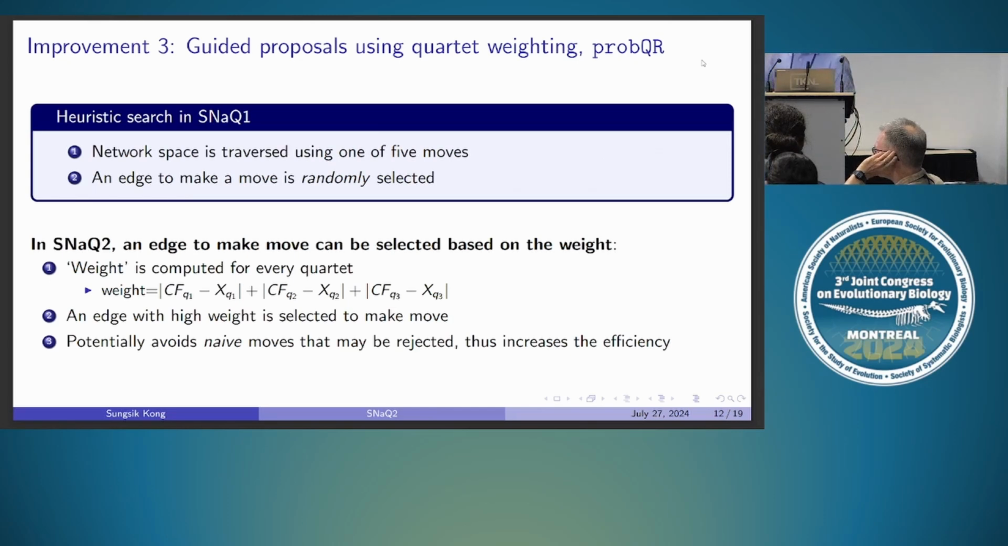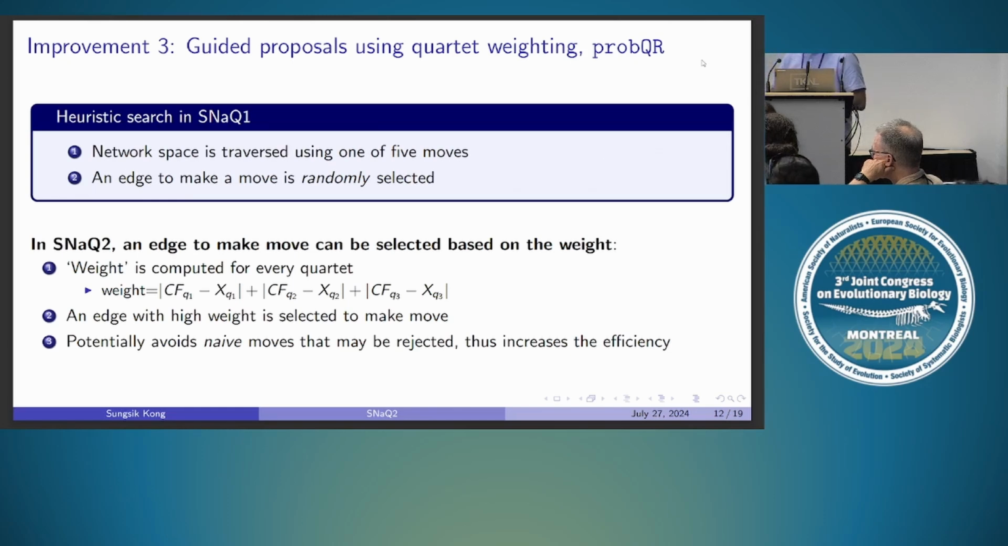In the next SNAC 2, we are trying to make a more informed selection of the edge. The edge to make a move can be selected based on the weight, where the weight is simply the sum of absolute differences between the expected concordance factor and the observed concordance factor. So if the weight is large, that means there is a big discrepancy between the expected and observed concordance factors, which probably means this edge might not be a good fit for the data. And this potentially avoids making a change in a topology that is already good.